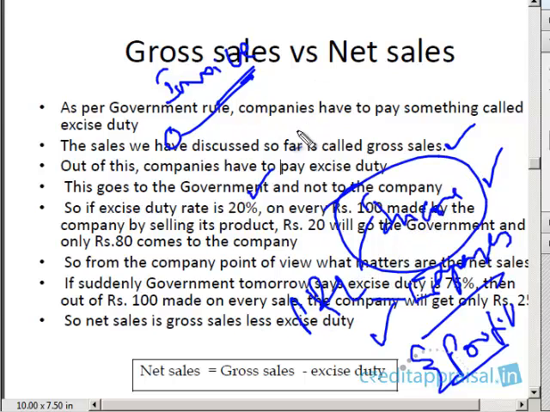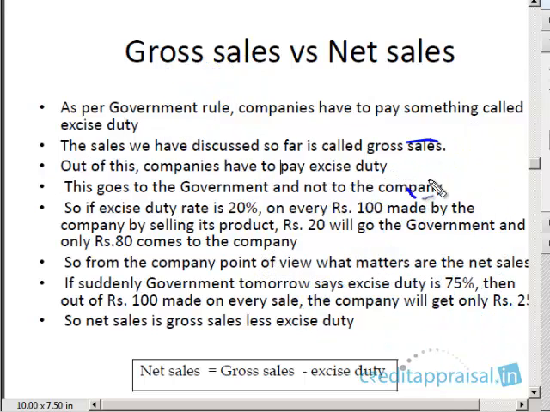So even though the company made gross sales, since excise duty is deducted and goes to the government, we are more interested in net sales rather than gross sales. Excise duty goes to the government and not the company. So from a company point of view, what matters is the net sales, not the gross sales, because if the government tomorrow increases the excise duty, the company has to forego some of the revenue. So gross sales minus excise duty is the net sales. This is the first formula of the book, and it's a very simple formula: net sales is gross sales minus excise duty.